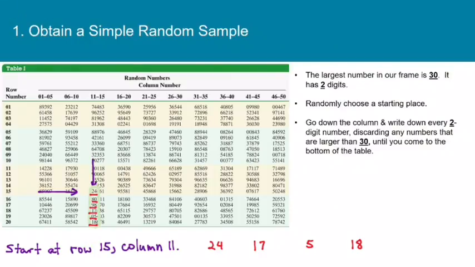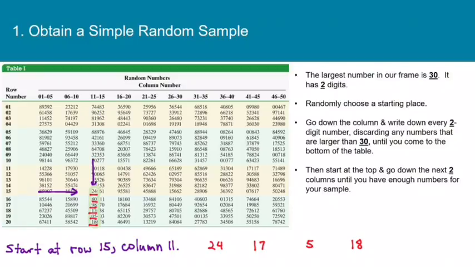But now we're to the bottom of the table, so to continue, we'll go back up to the top and do the next 2 columns, which is going to give us a 48, which is too large, and then a 25, which is within our frame, so we can keep that one. Okay, so here are our 5 numbers.